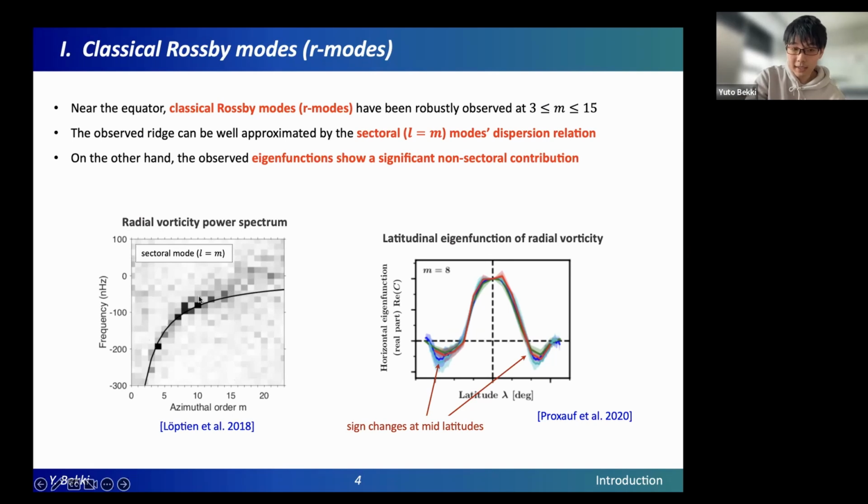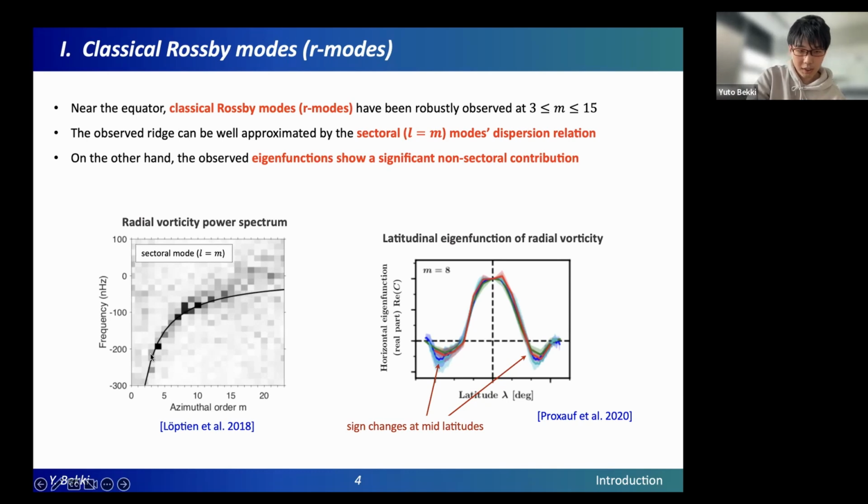And we can clearly see that the strong power concentration lies on this theoretical linear dispersion relation of the sectoral Rossby mode. But we note that the sectoral ones are the only ones observed. For some reason, we cannot detect the non-sectoral Rossby modes on the sun.